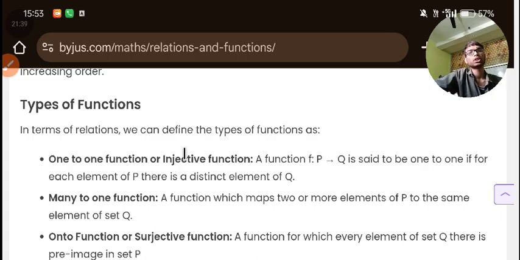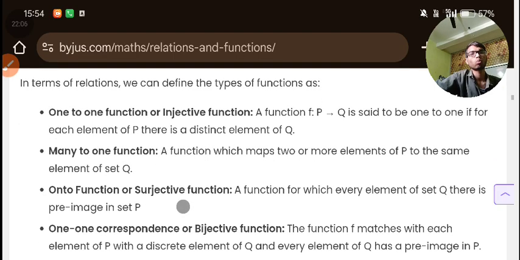In terms of relations, we can define the types of functions. First, the one-to-one function or injective function. A function f from P to Q is said to be one-to-one if for each element of P there is a distinct element of Q.